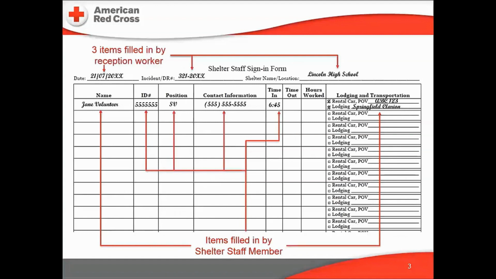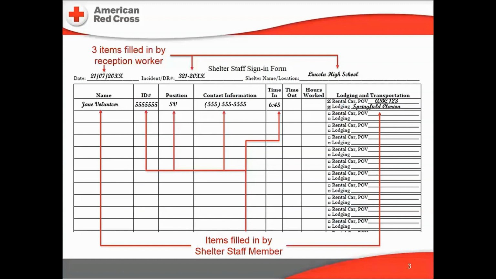This is the form. The top row should look very familiar to you, as it contains the date this page was started, the identifying number of the disaster response, and the name or location of the shelter. This information is entered by the registration worker assigned to the desk when the previous page is full and this page is started. The registration desk in every shelter is located at a choke point, a place where everyone must pass to enter any part of the shelter or to leave.